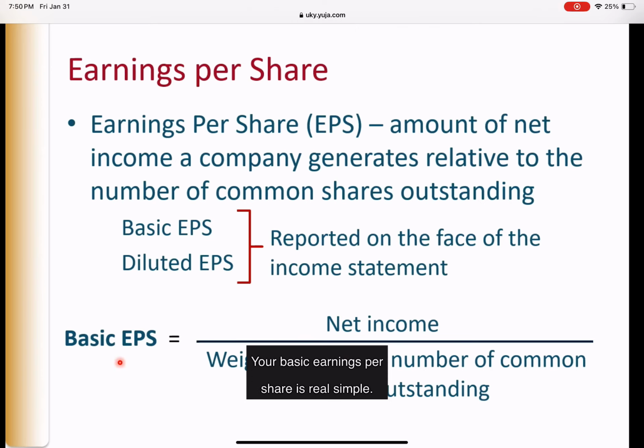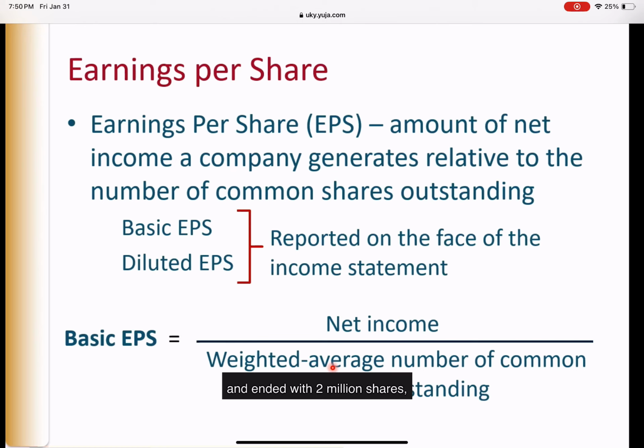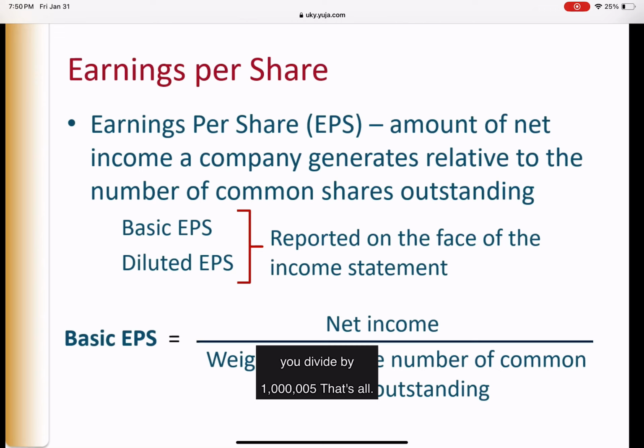So your basic earnings per share is real simple. You just take your net income, less any preferred dividends if you have preferred stock, and you divide that by the weighted average number of common shares outstanding. And you might be saying, what do you mean by weighted average? Well, if you started out with 1 million shares and ended with 2 million shares, you don't want to divide by 2 million because you didn't have 2 million outstanding all year. You look at the average of that and divide by 1.5 million. That's all. But earnings per share is a very important number. In fact, some people look at earnings per share way too much.